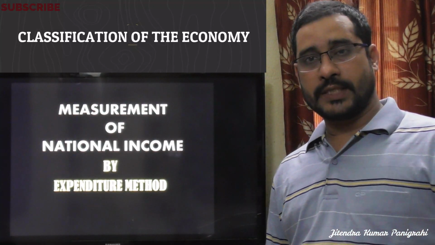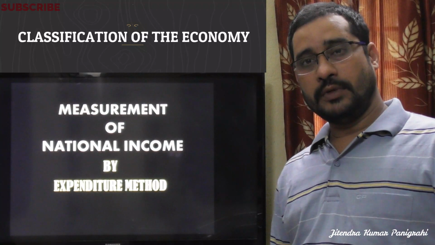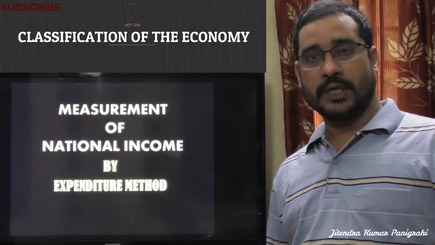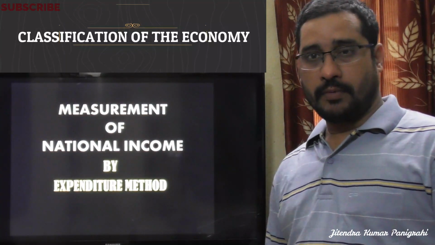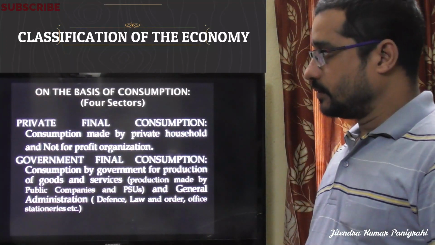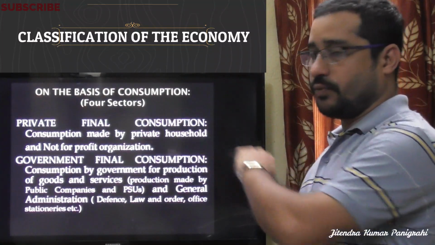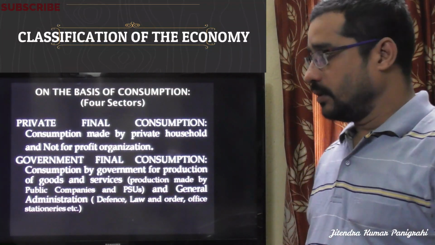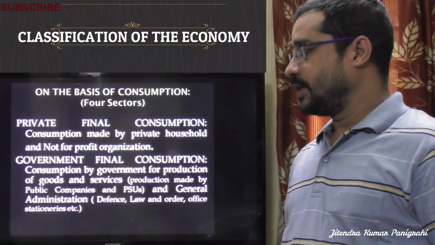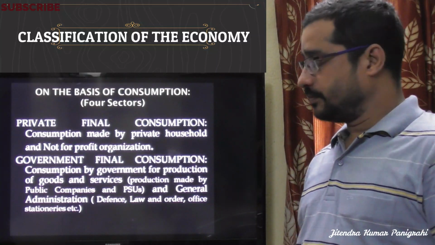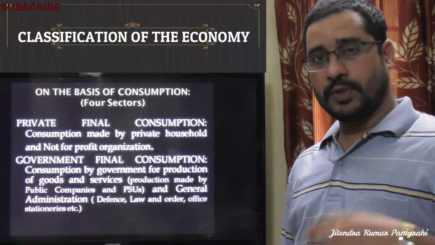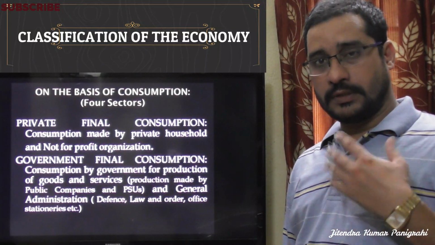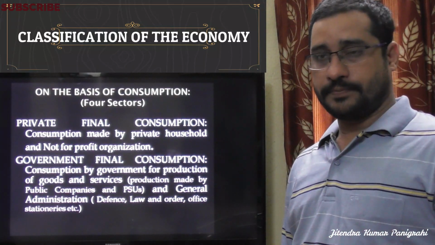First of all, we have to classify the sectors of the economy on the basis of the consumption expenditure made by the sectors of the economy. On the basis of consumption, there are four sectors. Number one, private final consumption expenditure, made by private households and non-profit organizations. They are consuming goods and services for their own self-satisfaction.